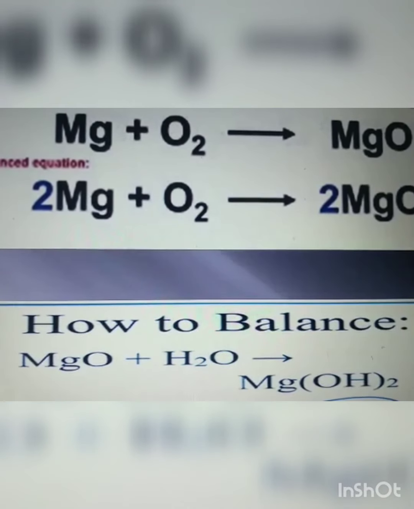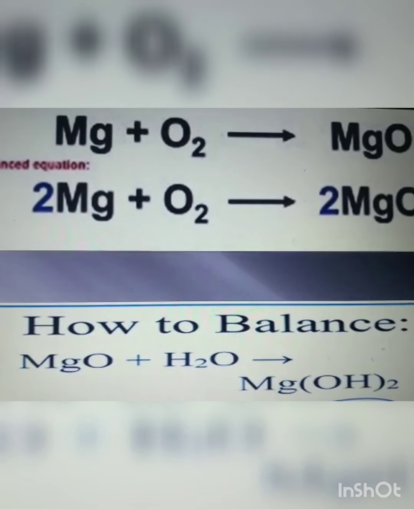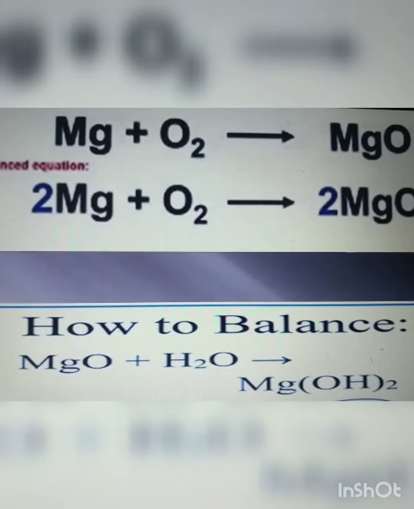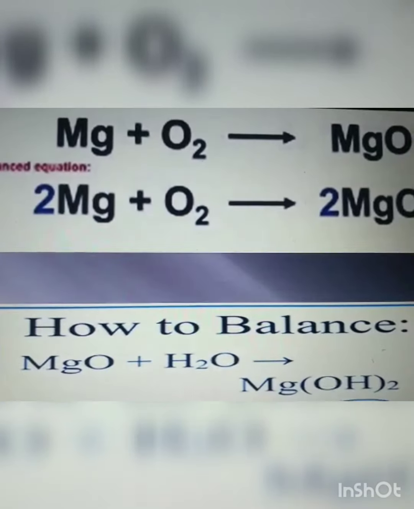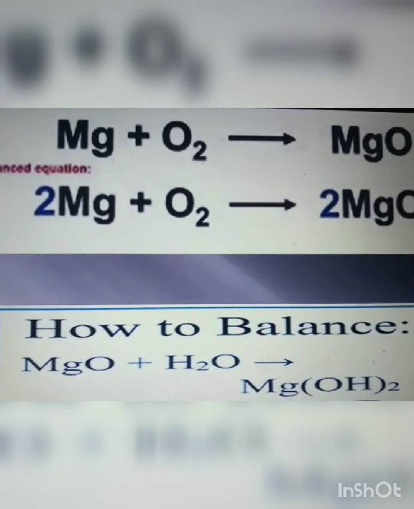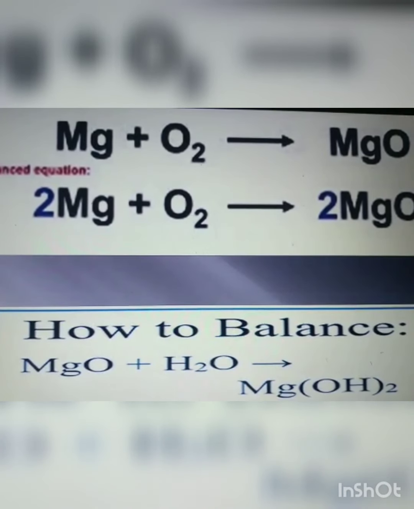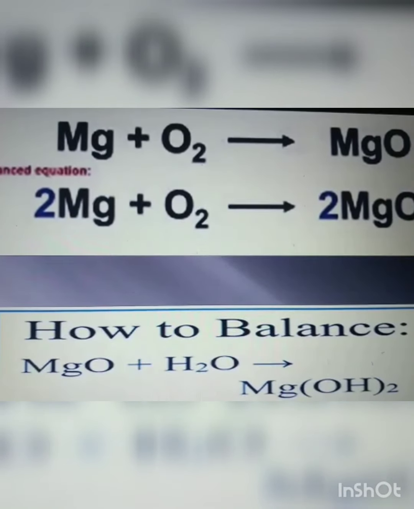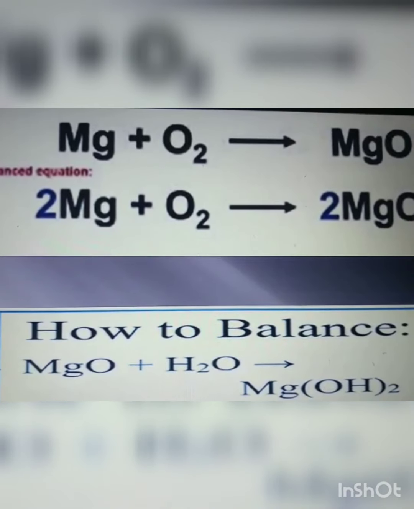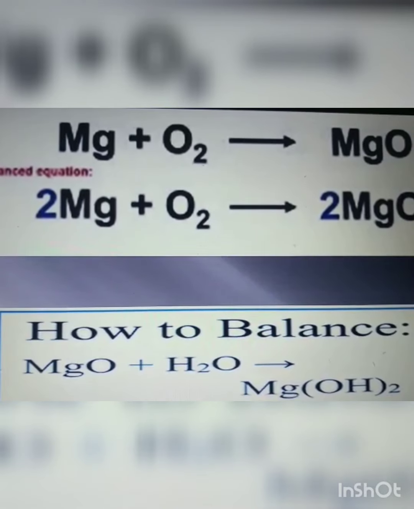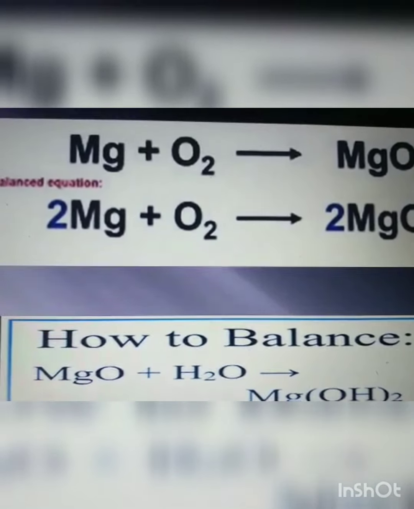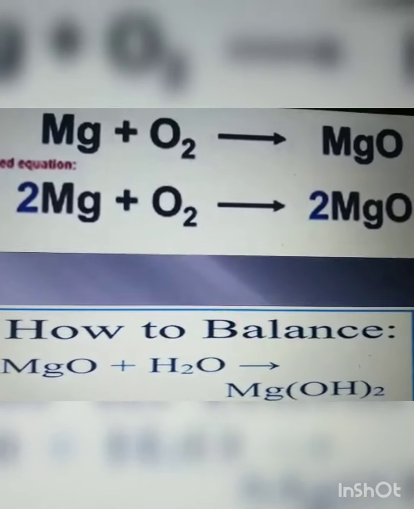Now see, this reaction is balanced. It means the number of atoms in the reactant side, or left hand side, is equal to the right hand side, or products. Okay. Now we can say that this is a balanced reaction. Got it student? The number of atoms of elements on both sides is equal. This equation is now balanced.